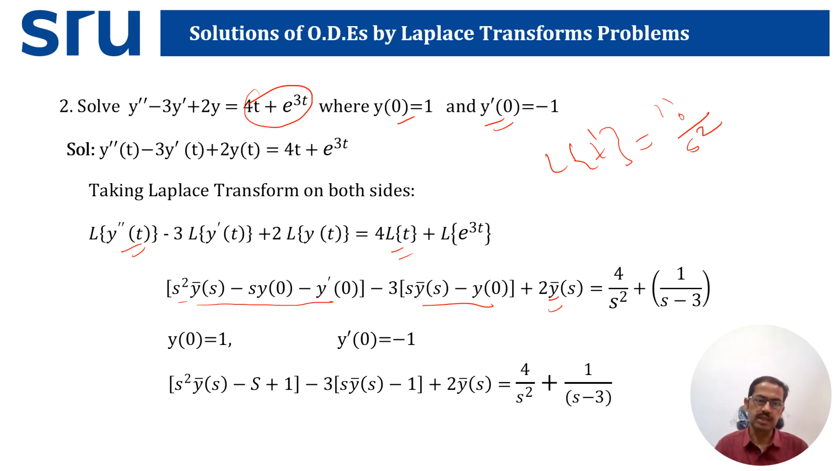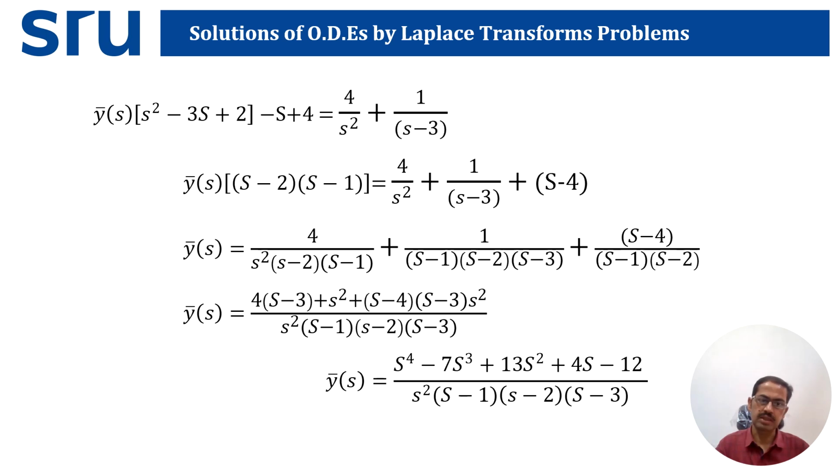Now apply these initial conditions. y of 0 is 1, y dash of 0 is minus 1. Just put y of 0 as 1, y dash of 0 as minus 1, y of 0 as 1, multiplied with y bar of s. Now simplify this. Take y bar of s common and simplify. y bar of s times s square minus 3s plus 2, and here minus s plus 4, the remaining terms, send to the right hand side.